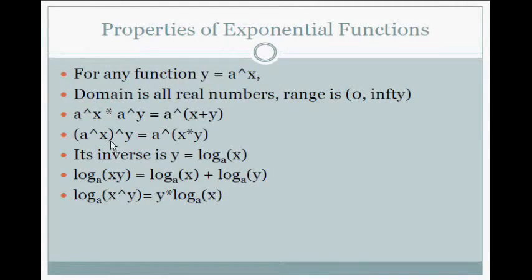In a similar way, if we have a to the x power, and then that whole thing is to the y power, we can actually multiply our two exponents together, so we'll have a to the x times y power. So again, if x is 2 and y is 3, we have a squared times a squared times a squared, so 2 plus 2 plus 2 is 6, which is 2 times 3. Likewise, the inverse function of an exponential function is its logarithm.